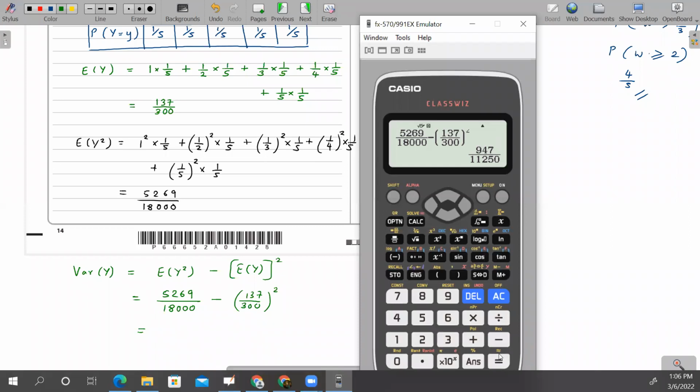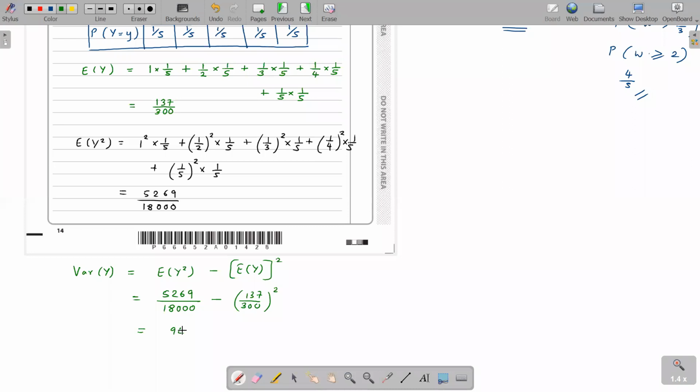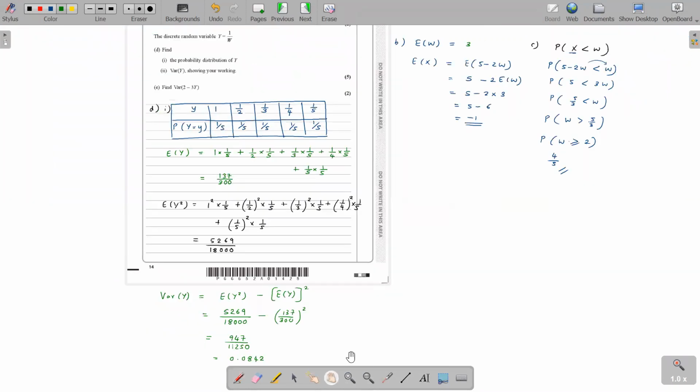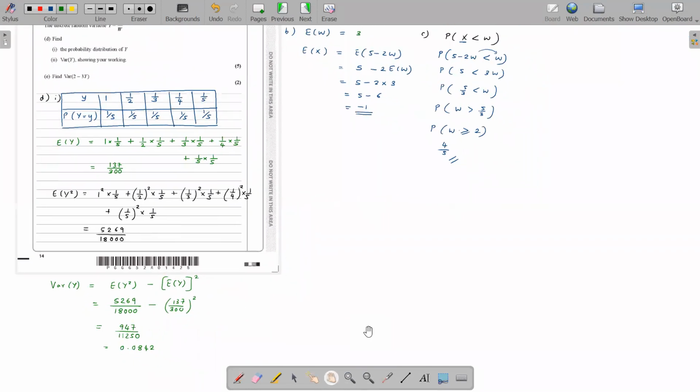I get 947 over 11,250. 0.084177. Is that okay? Which is 0.0842, right? 0.084177, so 0.0842 is the 3 SF answer. Okay, do you agree with my working? Next one, part E.